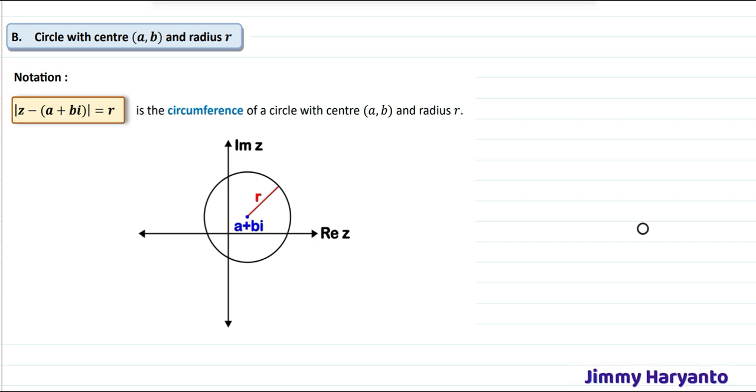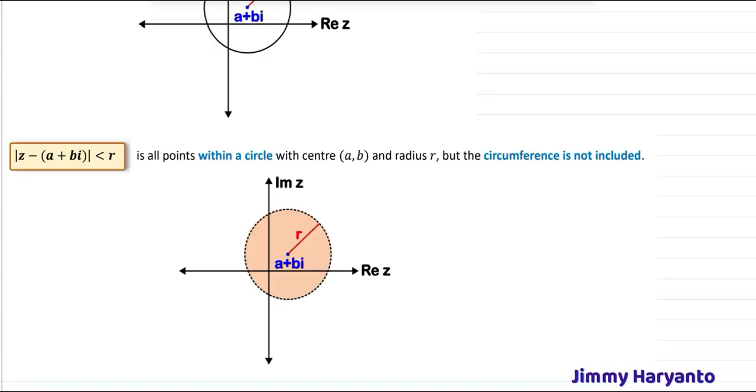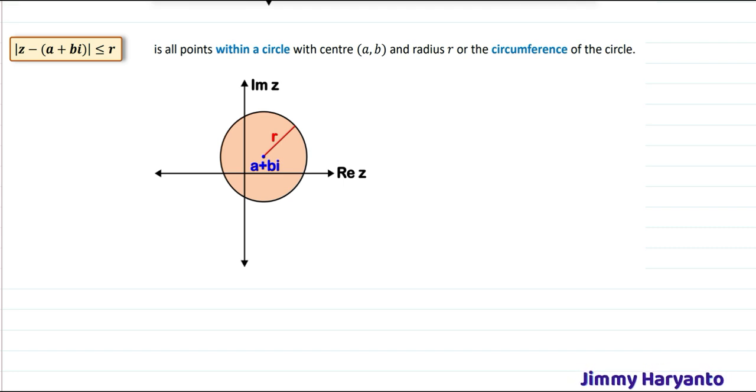Because the sign is equals, that means this one is a circle with the circumference as the locus, while this one will be a circle with a center of a plus bi, radius r, and because the sign is less than, you have to shade the region inside the circle, and the circle itself has to be in dotted line. And for this one, because the sign is less than or equal to, that means the circle will be a full circle, and you have to shade the region inside the circle.